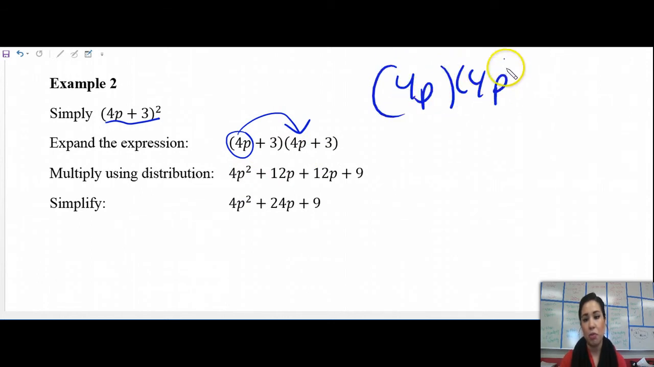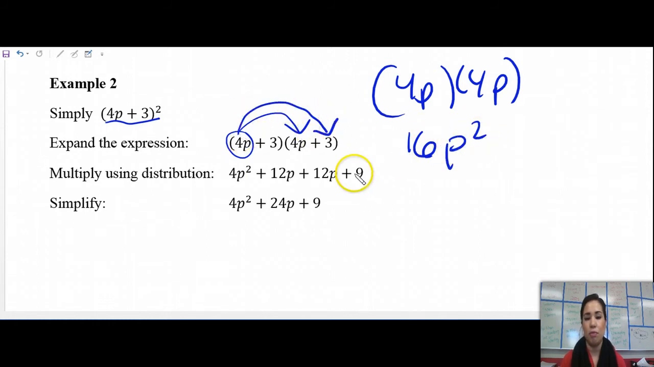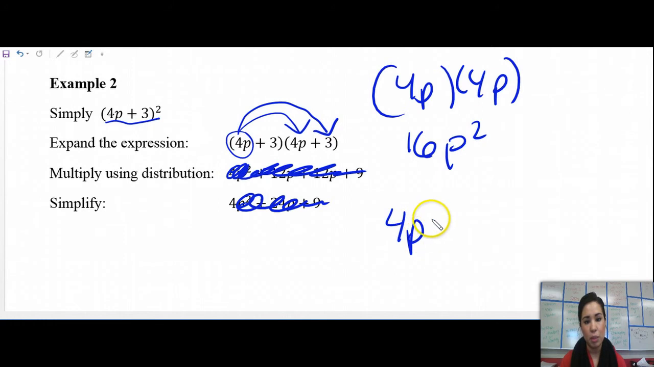If you need to write all these out, that's okay. At the beginning, that's how it will be. So 4p times 4p is going to give me 16p squared. Now I'm going to do 4p times positive 3. And I think they made an error here, so don't even look at this. They made a mistake. Okay, so 16p squared, and 4p times a positive 3 gives me 12p.